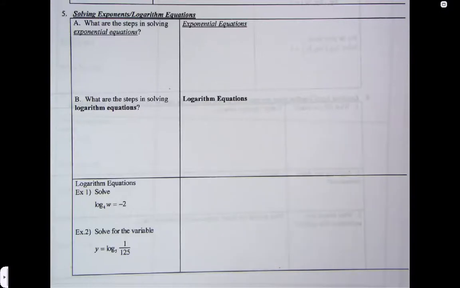Notes for 2. Solving exponential or logarithm equations. What are the steps in solving exponential equations?